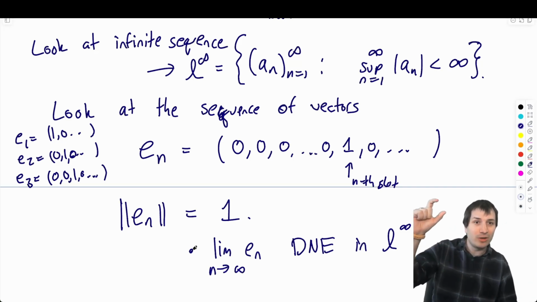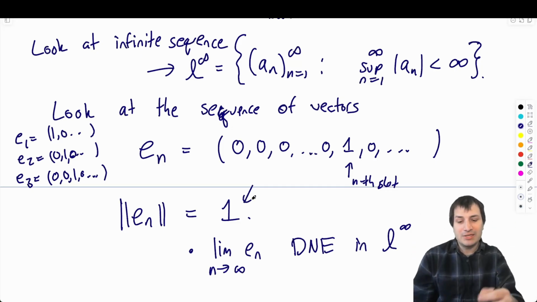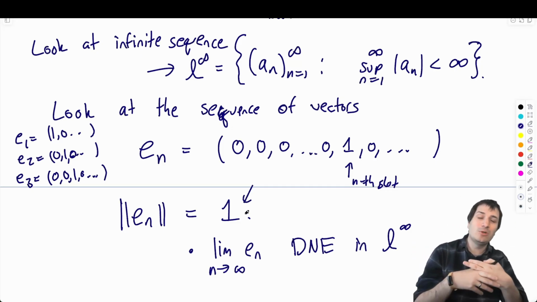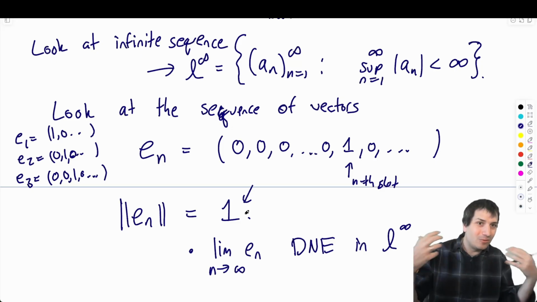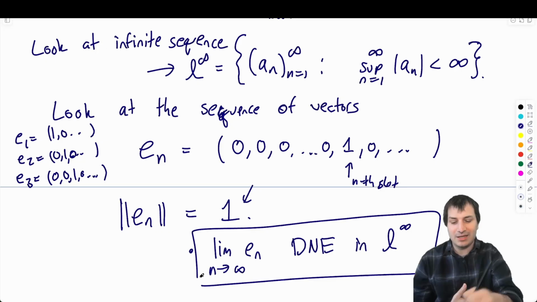So every single coordinate is getting closer and closer to 0, but you will never get close to something in norm because the norm is always 1. So what would you get close to that is all zeros but norm 1? It just doesn't work. So the limit does not exist. You can't get close to any particular thing.